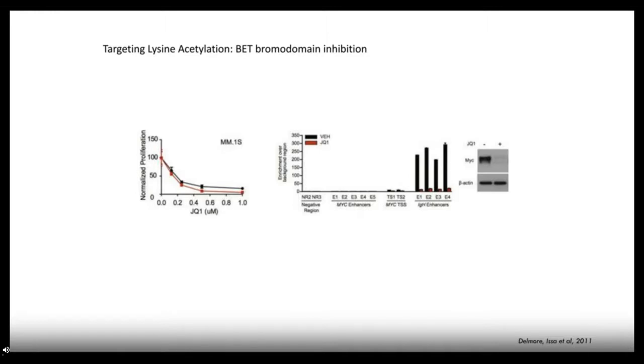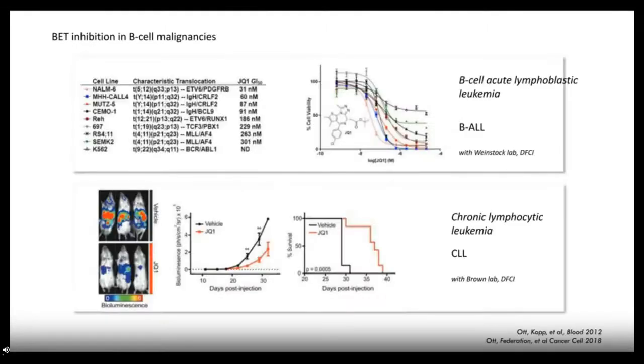And so I followed up on this work, looking in other contexts of B lymphoid malignancies with David Weinstock and his group studying B-cell acute lymphoblastic leukemia, where JQ1, this bromodomain binding ligand, is very highly active, and also in chronic lymphocytic leukemia with Jennifer Brown and her lab, where the molecule is quite active, both in vitro models and in vivo models of the disease.